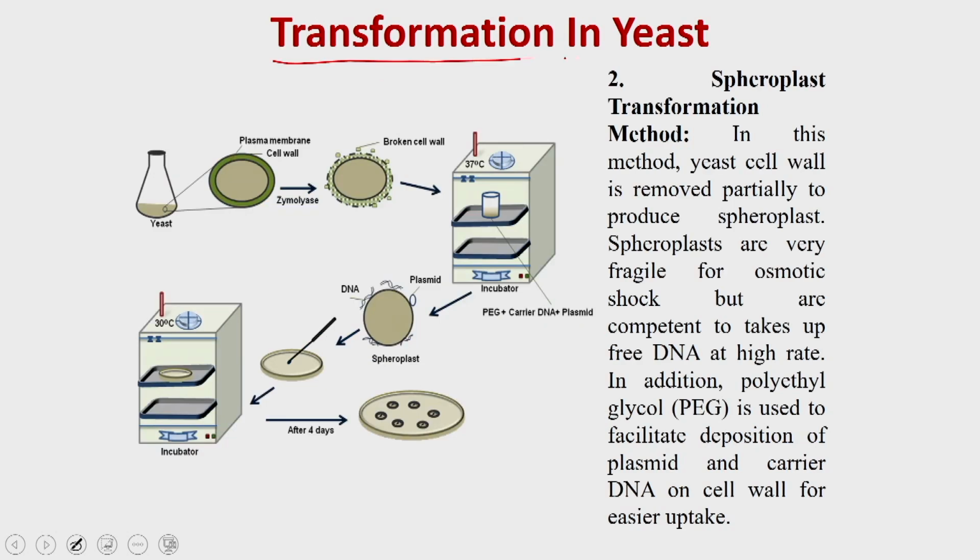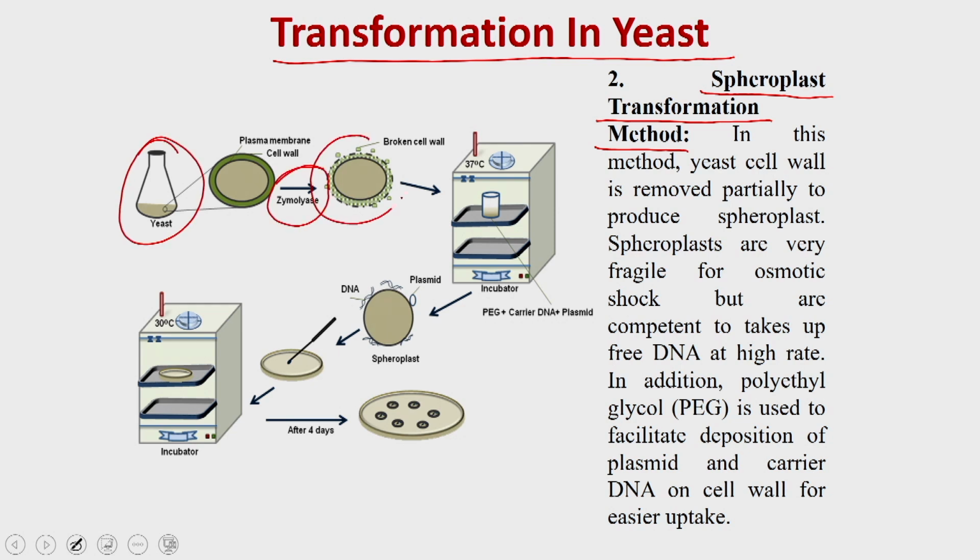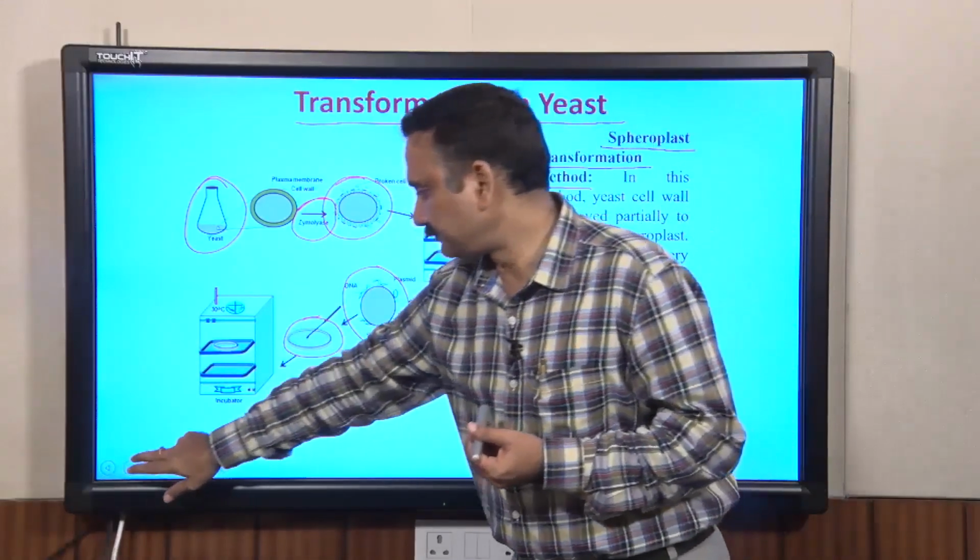Similarly, we have also discussed transformation in yeast. We have discussed different methods of transformation available in yeast. One of the methods is the spheroplast method. In the spheroplast method, you first grow the yeast cells, then you treat the yeast cells with zymolyase. That zymolyase partially removes the cell walls, and that generates the spheroplasts. Then you add the plasmid DNA as well as PEG to the spheroplasts, and that is how the spheroplasts take up the DNA. Then you do the plating and incubate at 30 degrees for 4 days, and that gives you the transformed yeast cells.